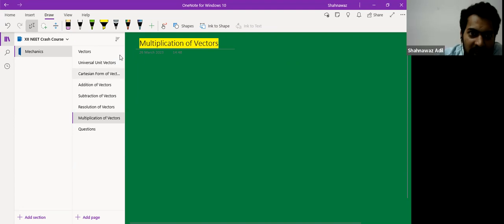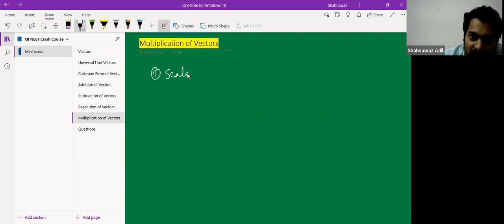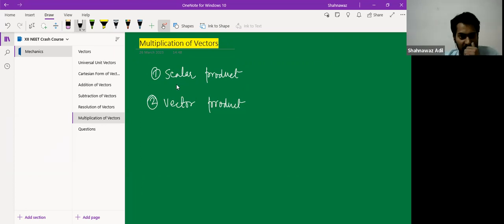So the next topic is multiplication of vectors. So there are two kinds of multiplication of vectors. First one is the scalar product. And the second one is the vector product. As the name suggests, when you multiply two vectors in such a way that you get a scalar quantity or a number, which is not a vector, then that product is called the scalar product. And this is also called dot product.